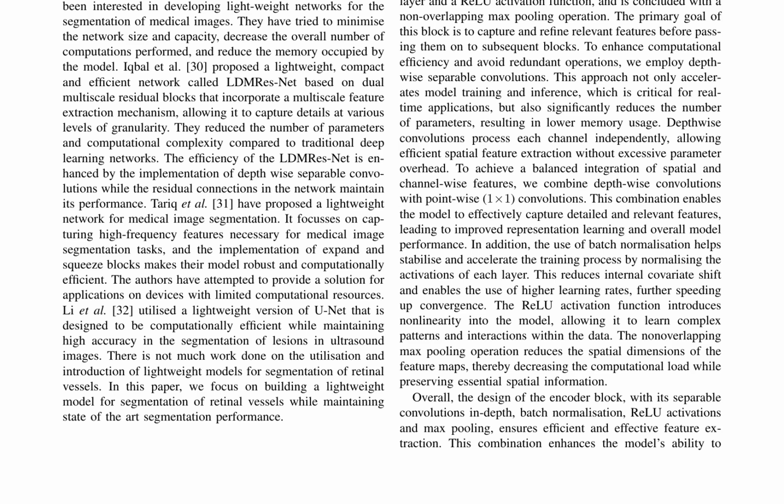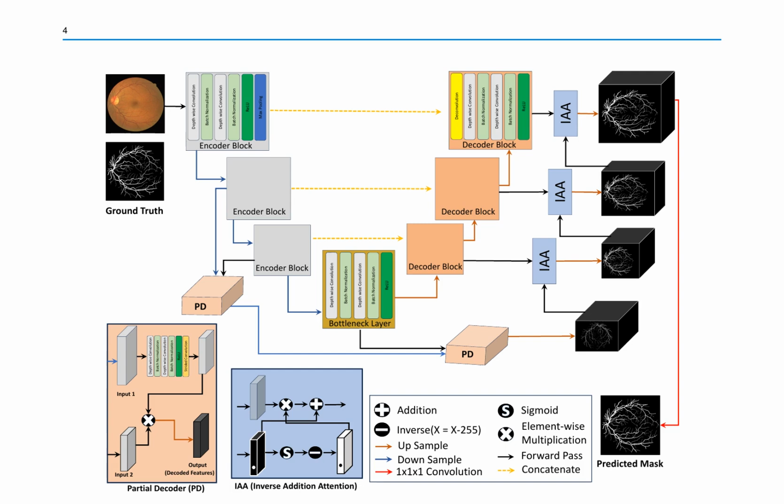The encoder block of this network is detailed, featuring depthwise separable convolutions, batch normalization, ReLU activations, and max pooling to achieve efficient feature extraction. Image segmentation is enhanced through the incorporation of novel blocks into the network architecture. The ground truth block is modified by adding a sigmoid function and inverse elementwise multiplication, where x is subtracted by 255. This adjustment enables the model to focus more intensely on foreground pixels.